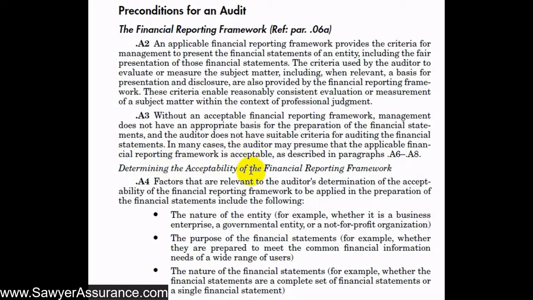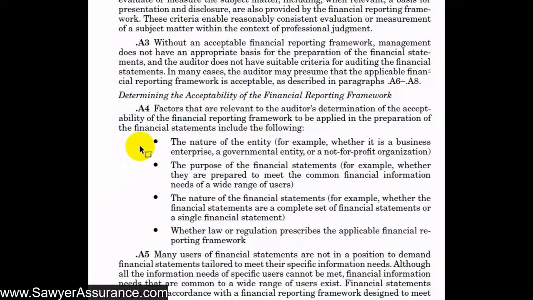And so how do we determine that the financial reporting framework that management has chosen is acceptable? In order to do that, we need to understand several factors about the entity and the financial statements and the environment that they're in. So first, the nature of the entity. We need to know if it's a for-profit or a non-profit or a governmental entity, because each of those types of statements may have different needs as far as what financial reporting framework should be used.